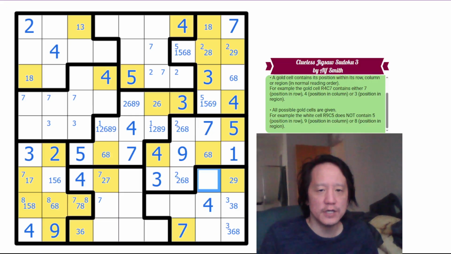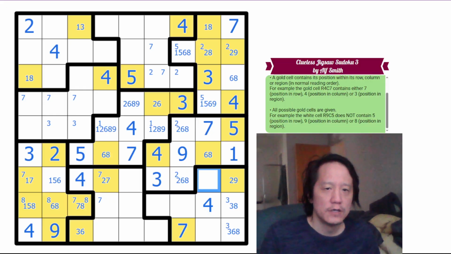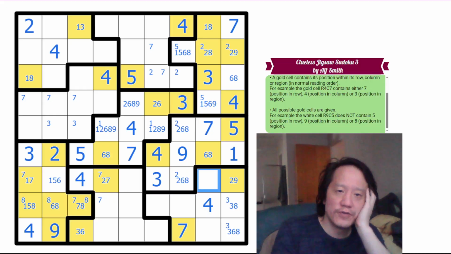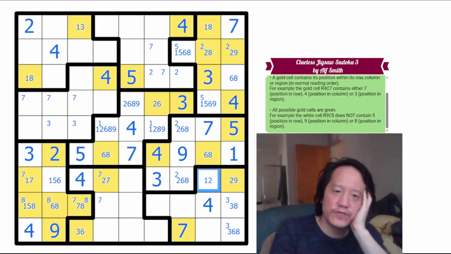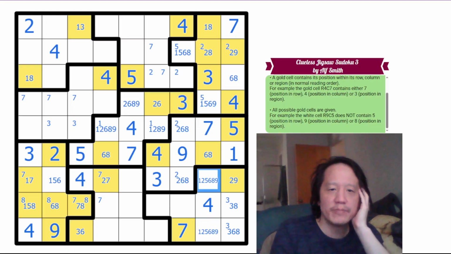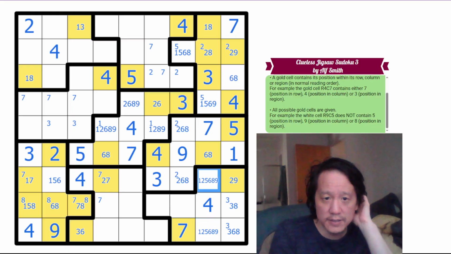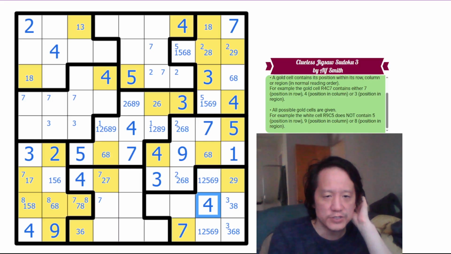Remaining digits in column 8. We have 1, 2, 5, 6, 8, 9 as possibilities. This can't be 1. Neither of these can be 8 because they are in column 8 and neither are gold cells. This can't be 1 because its position in the region is 1. This can't be 9 because of the 9 in the row.